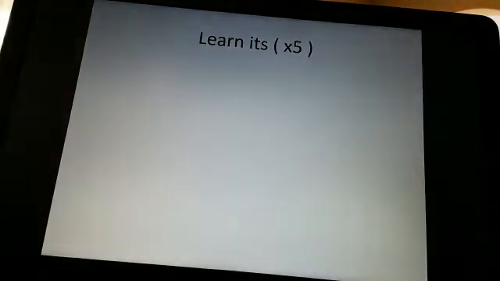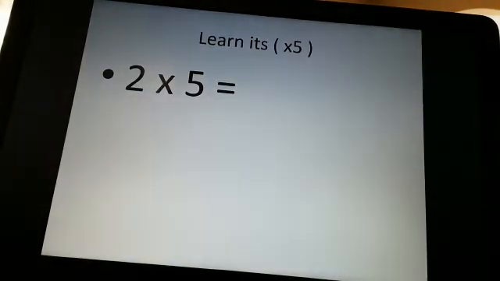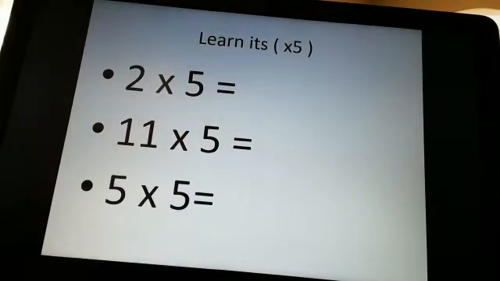So we're doing times 5. So we've got 2 times 5 or 2 lots of 5, 11 times 5, 11 lots of 5, and 5 times 5, 5 lots of 5. So remember, if you know these, that's brilliant. If not, you can just use your fingers.